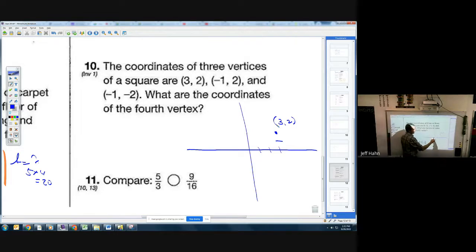-1, 2. Here's -1, 1, 2. -1, -2 is right here. The 4th point of the square would be right here, which would be 3 over, 2 down. 3, -2. And that was what the answer was, was it not?